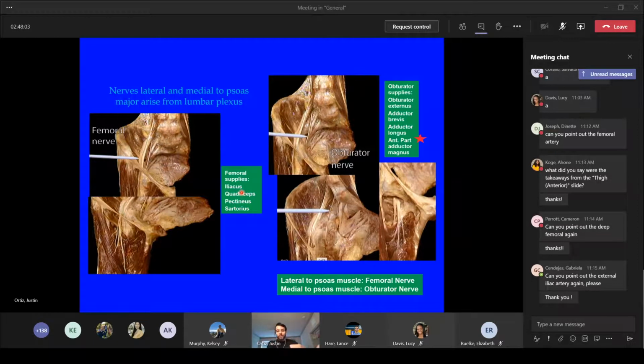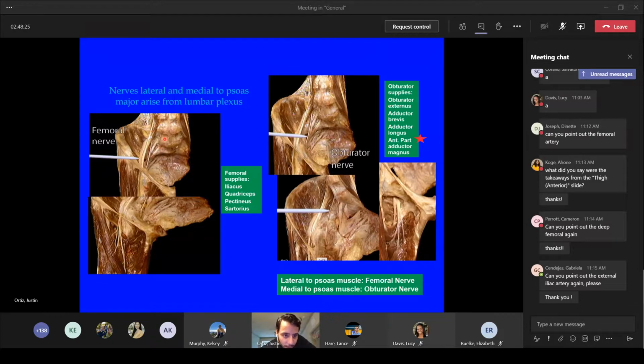Quadriceps, which we talked about in the first 4 slides when we broke them down. Pectineus, remember that's the odd one out. That's the one that has the femoral nerve as well as the obturator nerve, right? So pectineus has two nerve supplies, femoral and obturator. And then we have sartorius. Sartorius is also going to be femoral, which makes sense because it's on your anterior thigh, right? So that's going to be femoral.